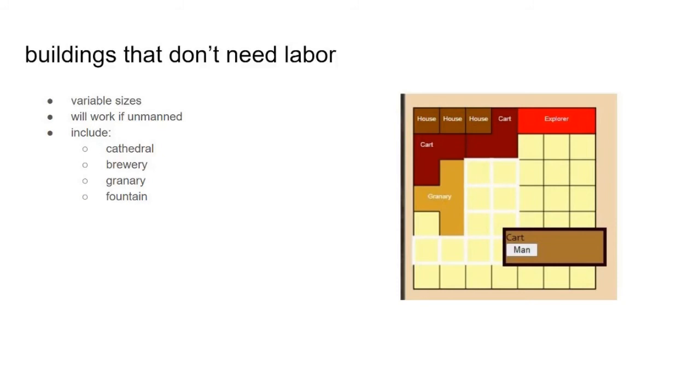And that is, the ones that can be built as many times as you want are fountains, houses, up to 20. There's 20 houses. Carts. I think you can build as many explorers as you want. And storage. Build as many storage spaces as you'd like. Okay, so those are the 3 types of buildings: houses, buildings that require labor, and buildings that don't require labor.